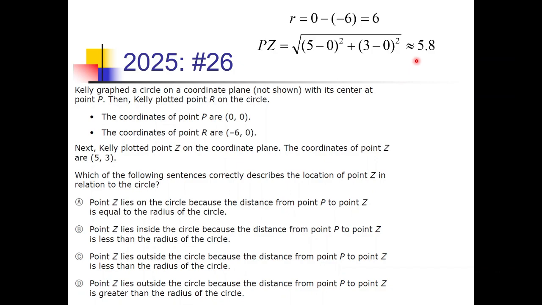Now the key conclusion from this: 5.8 is less than the radius of 6. So if it's less than the radius of 6, that means that we are going to be inside the circle. Now let's look at our answer choices. The only one that said inside was choice B, inside, and let's read the because. Because the distance from point P to point Z is less than the radius. That's exactly what we found here. So let's go with B.